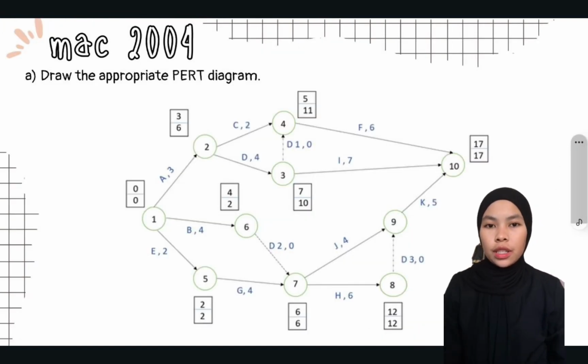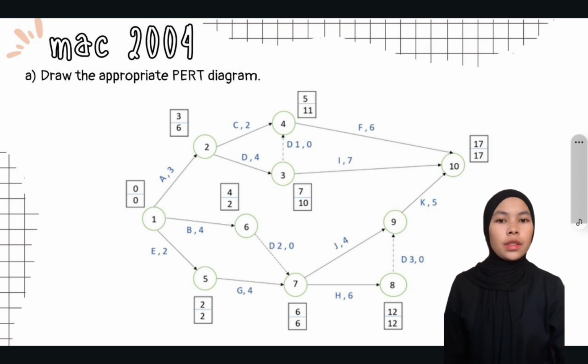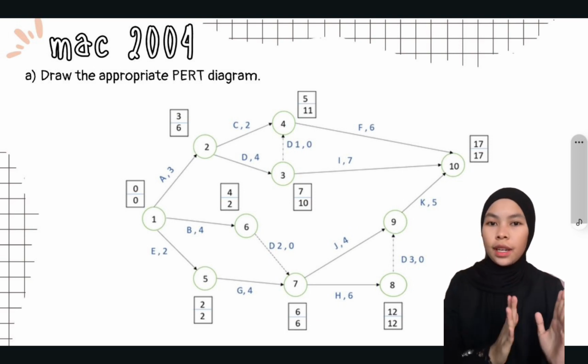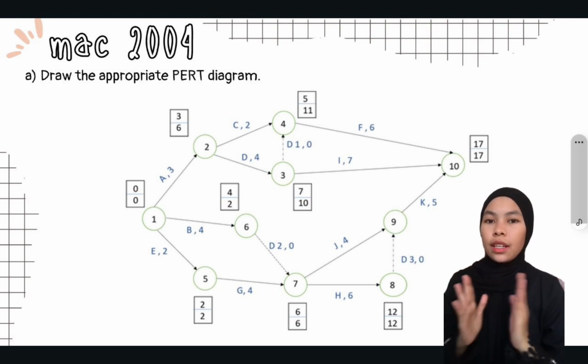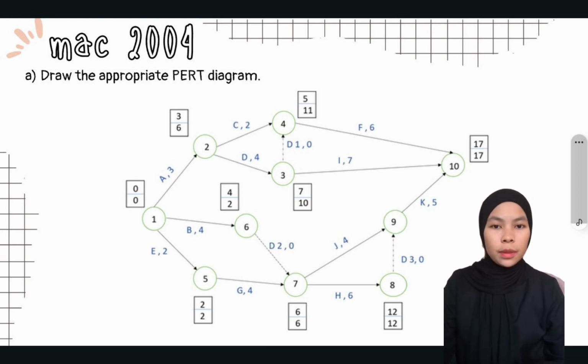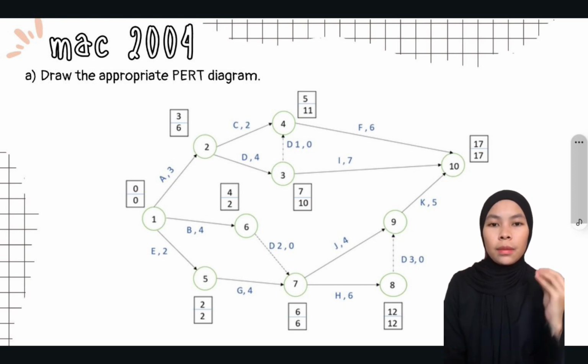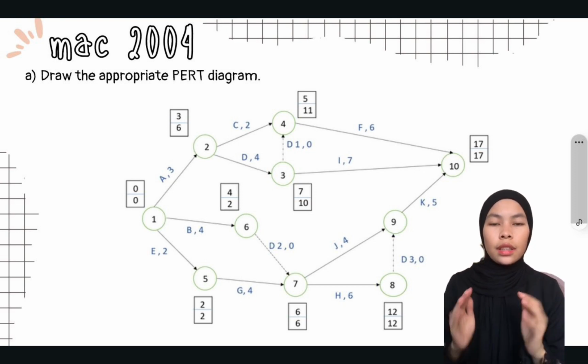The first question is to draw the appropriate PERT diagram. To construct the PERT diagram, we have to transfer data from the table to the diagram. Each node represents an event and each arrow represents an activity. The alphabet above the arrow signifies the activity and the time above the arrow signifies the time within which to complete the task.